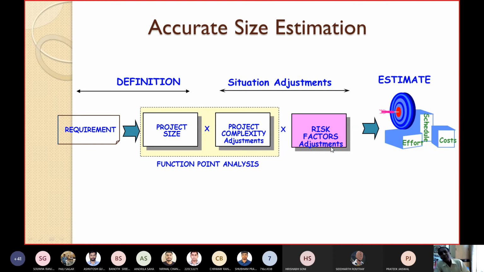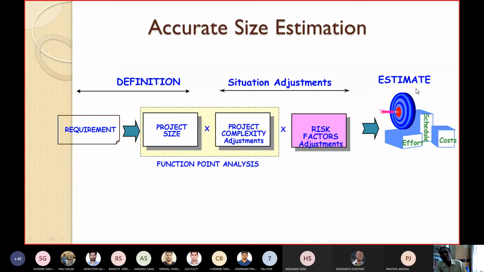I think the 14 factors are considered here for the risk factors adjustment, or if any other risks are there, you give some values like 0 to 5. So use different values for the risk factors. Whatever value you get by multiplication of the project size and the project complexity adjustments, multiply by the risk factors adjustment, this will give you the accurate estimate.